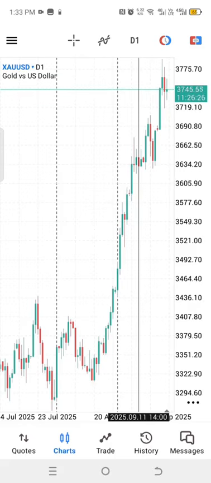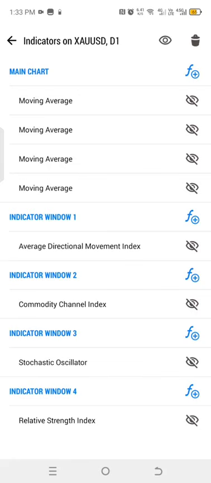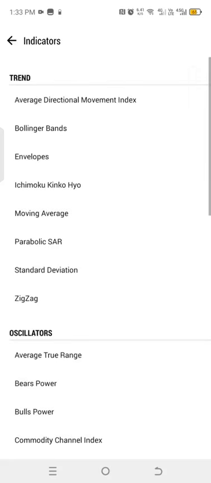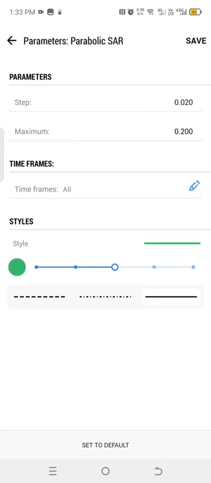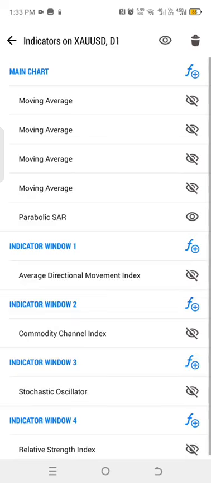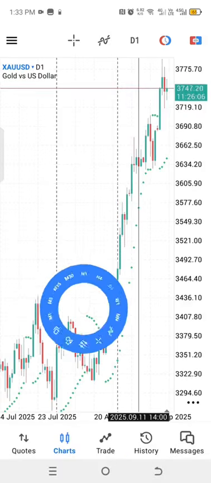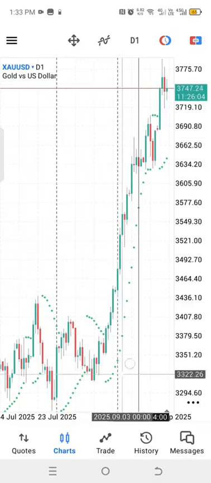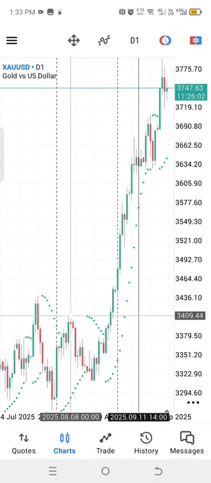Firstly, I'm going to be introducing the indicators that we make use of in the chart, and the very first indicator I'm going to make use of is what we call the Parabolic SAR. Trust me, you don't want to miss this. So I'm going to add that to the chart. Good. So this is it. The green dots you're seeing on the chart are what we call the Parabolic SAR.